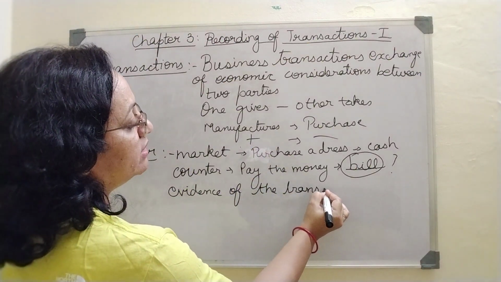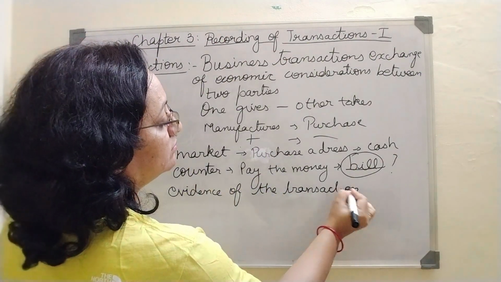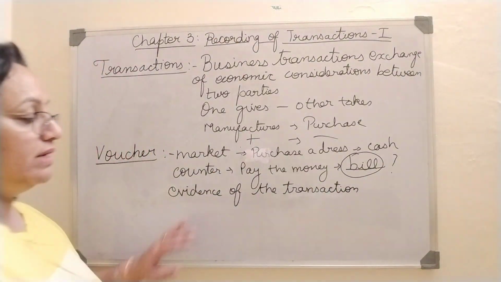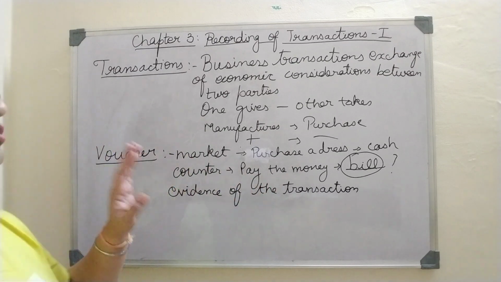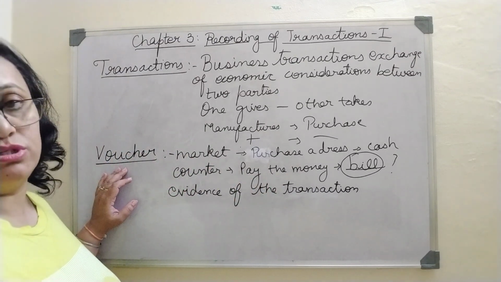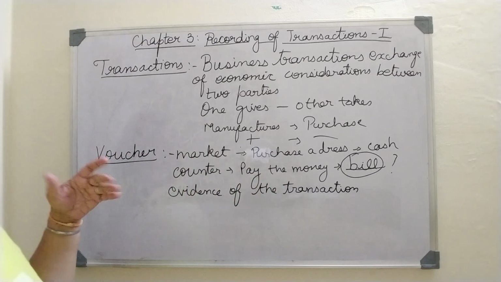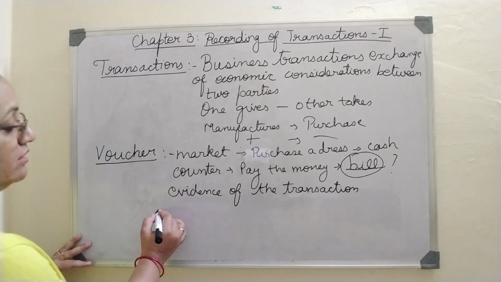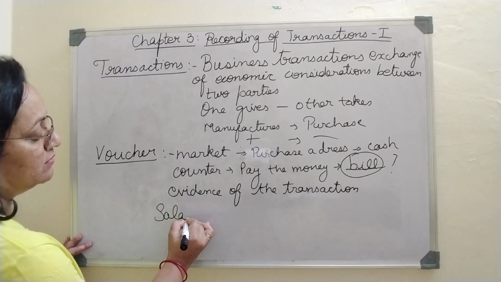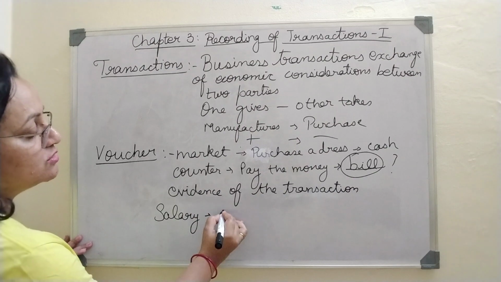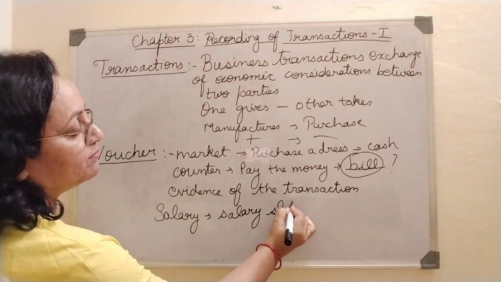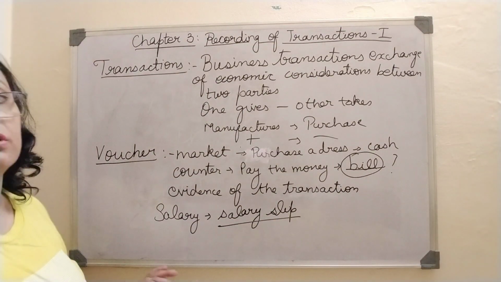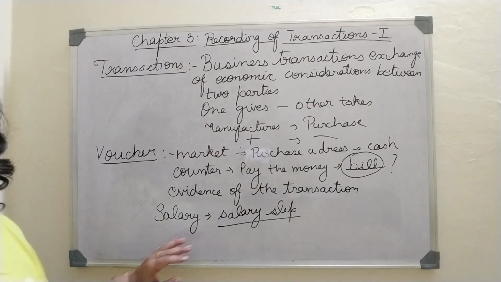Okay? So whenever any transaction is taking place, some evidence, some document we have to keep with us, right? So that evidence is the voucher. This voucher can be any bill, even the salary. I am doing job, I am getting salary every month. So what am I given by my boss? The salary slip. So this is also a voucher because it is telling me the description of my salary.